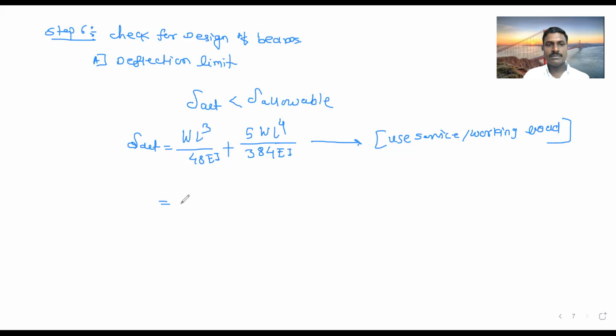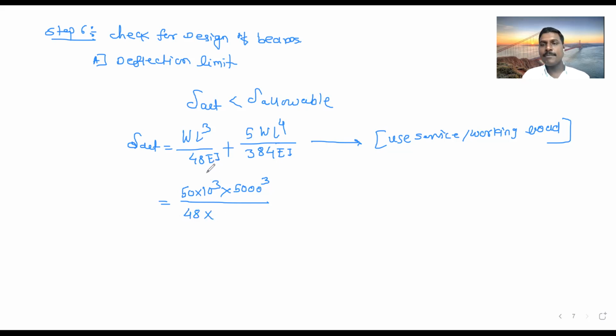Are you getting it? So 50 into, now 50 is in kilonewton. So 50 into 10 raised to 3 is in Newton, correct? Into L cube. How much L? 5 meter, which means 5000 mm, correct? 5000 cube. Then 48 into EI.